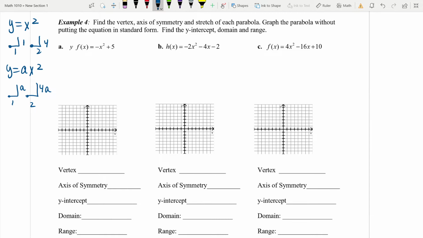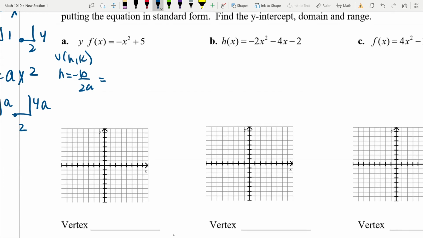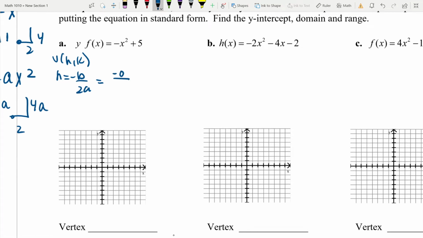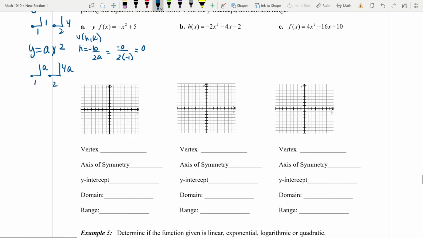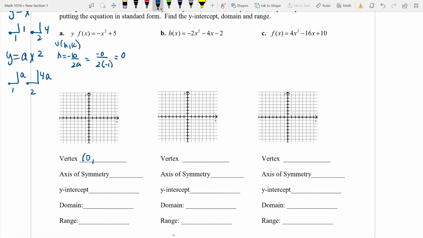Find the vertex. Everybody write down on question A, my vertex is (h, k). h is negative b over 2a. b is the one that has the x to the first, so there isn't one. So that's just going to be negative 0 over 2 times a negative 1, and if you have a 0 on the top, that's just 0. So my vertex is 0, comma something.